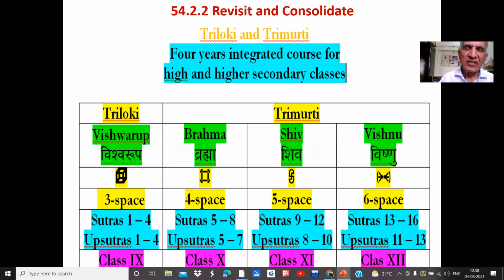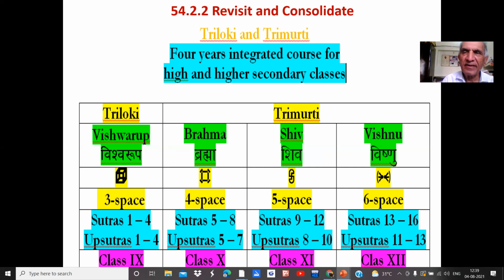Parallel with this, the Sutras and Upsutras as well are to be phased for their exhaustive coverage. And this, as per the inner organization of these Sutras and Upsutras, makes them phased as Sutras 1 to 4 and Upsutras 1 to 4 for the first year, Sutras 5 to 8 and Upsutras 5 to 7 for the second year, Sutras 9 to 12 and Upsutras 8 to 10 for the third year, and Sutras 13 to 16 and Upsutras 11 to 13 for the fourth year.